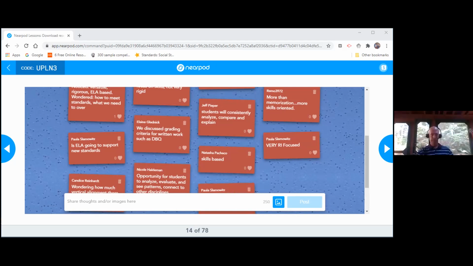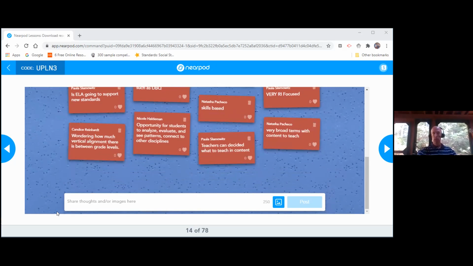So I put the crosswalk in there for the ELA and ELP crosswalk, for those of you that also, and it's probably a lot of us, teaching English language learners as well. Skills, yeah, focusing on skills. That's another thing that we want to chat about. Did you say no more than memorization? I love that. That's a great one.